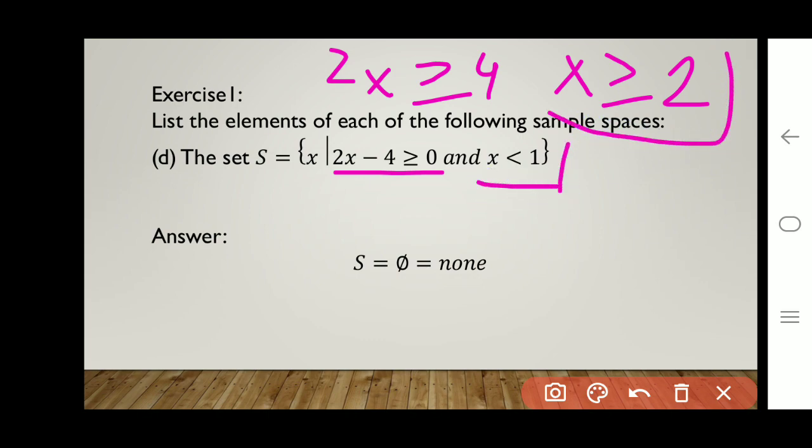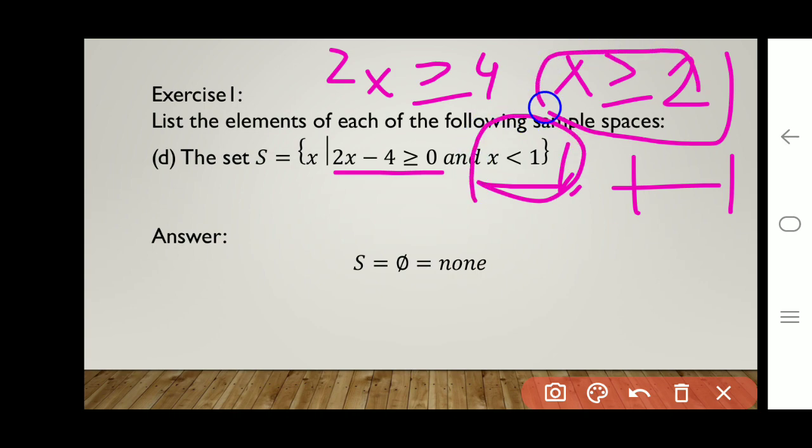May second condition siya na ang x daw dapat less than 1. So, ano na talagang mangyayari? Di ba hindi magsasatisfy yung dalawa? Therefore, ang sagot, none. Walang value ng x na magsasatisfy dun sa given condition niya.